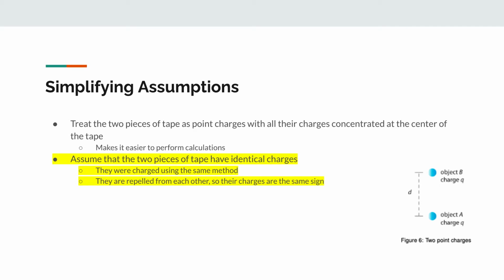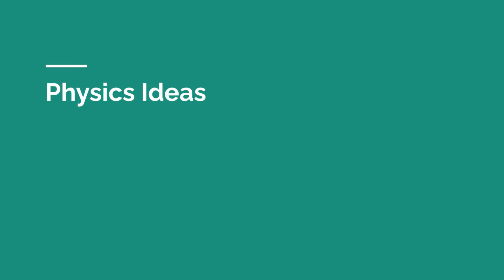Now there are a couple of simplifying assumptions we made in the last lab. Last lab we treated the two pieces of tape as point charges with all the charge concentrated at the center of the tape. This time we are not doing this. This time we are treating the two pieces of tape as line charges, with their charge spread across the entire line. We are, however, still assuming that the two pieces of tape have identical charges, because they were charged using the same method, and at least we know that they have the same sign, because they repel each other.